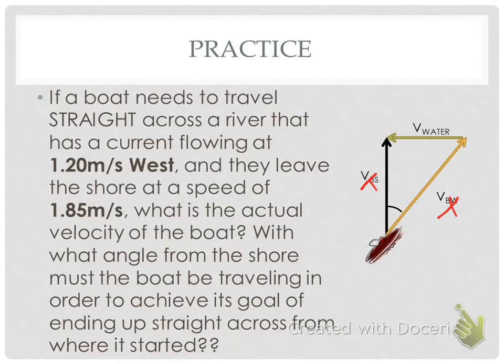The current is flowing to the west. They leave the shore at a speed of 1.85 meters per second. What's the actual velocity of the boat? And with what angle did they need to leave the shore?